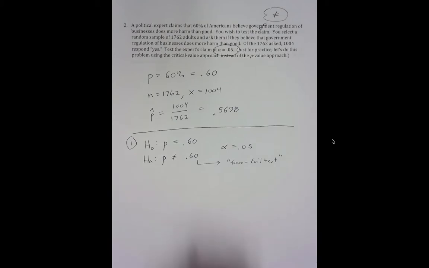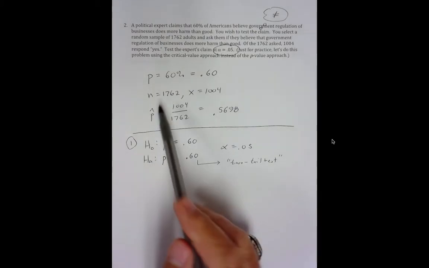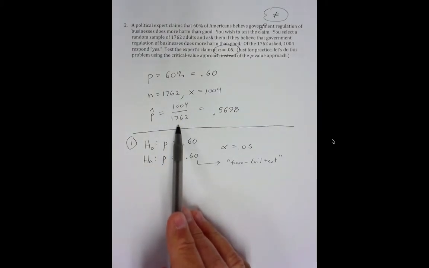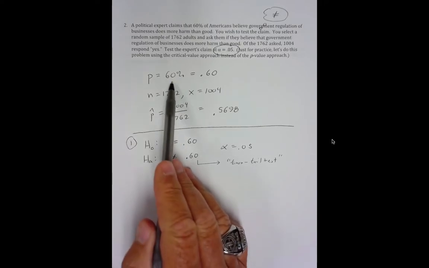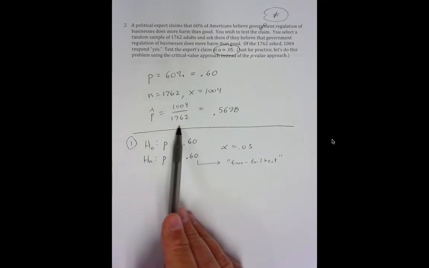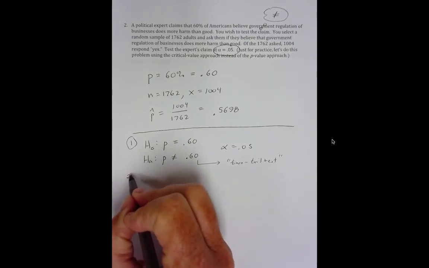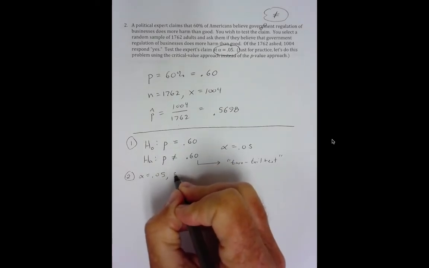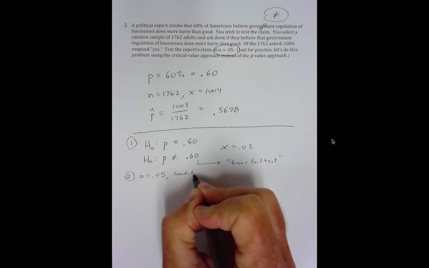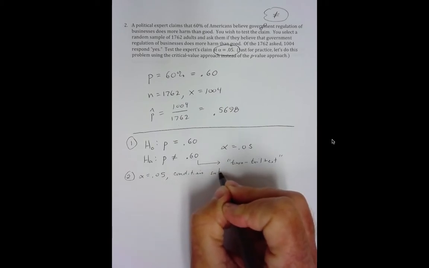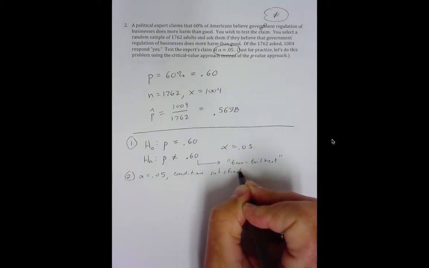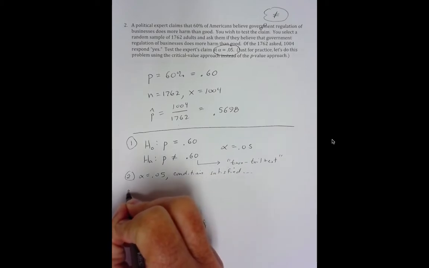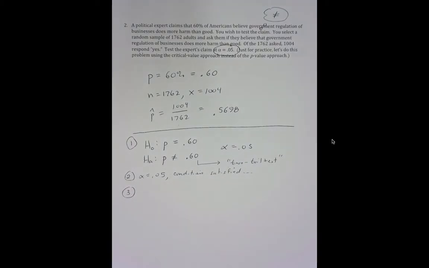Number two, I can do this in my head. I know that 0.6 times 1762 is bigger than 5. I know that 0.4 times 1762 is greater than 5, so my conditions are satisfied. I'm just going to put down that alpha is 0.05 here and say conditions satisfied. All right. Now we're going to use the critical value approach.